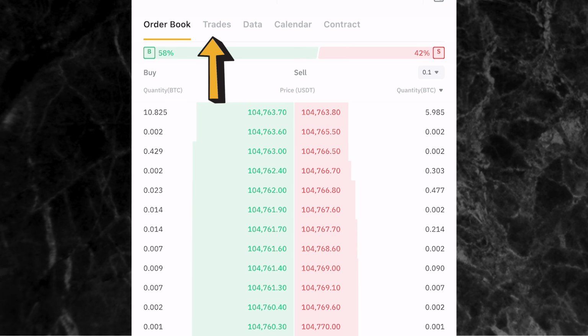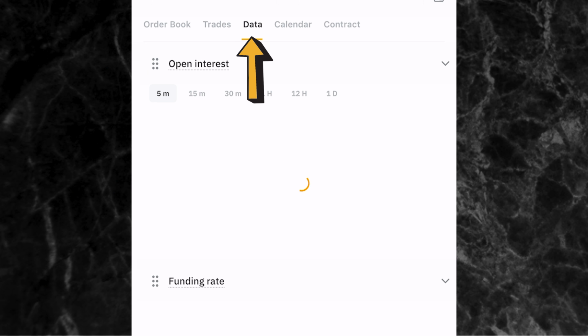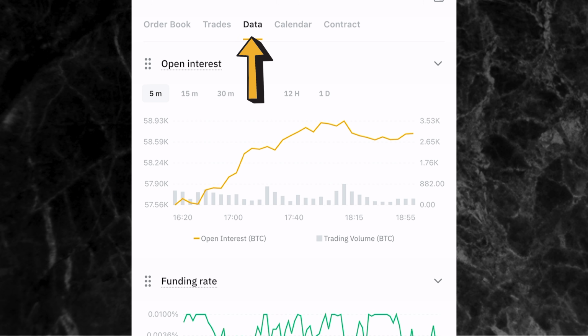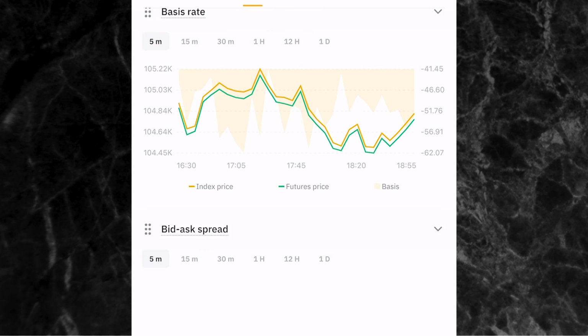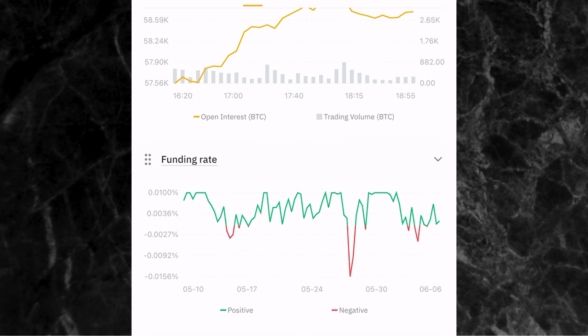And then if you come under trades, this is where you can see the executed trades from different people in this market. You can see right here that almost every second you have multiple trades being executed in this market. And then if you come under data right here where the arrow is pointing, this is where you can see different data about the coin you want to trade. You can see different data right here that can help you to do your technical and fundamental analysis.